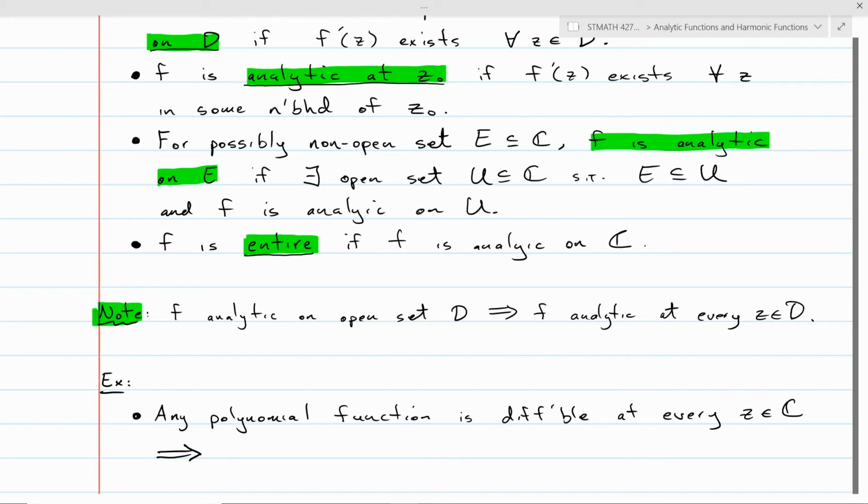But if it's analytic on an open set D, and you took an arbitrary point in that set D, then because it's an open set, there exists an entire neighborhood around that point that stays inside that set. Because the function is analytic on D, it's differentiable at all the points in that set. So it'd be differentiable on that little neighborhood of that point. And so that's why f would have to be analytic at every point in the set D.